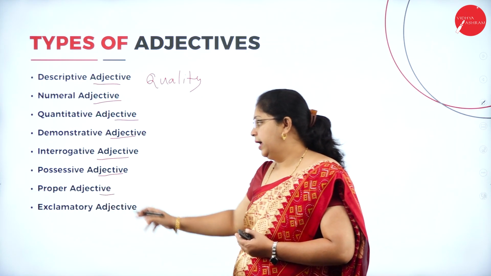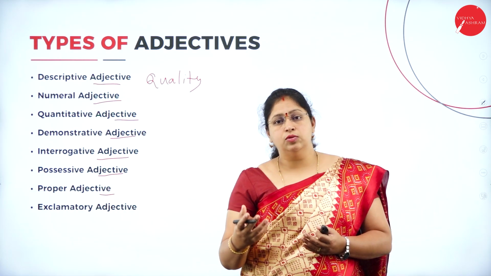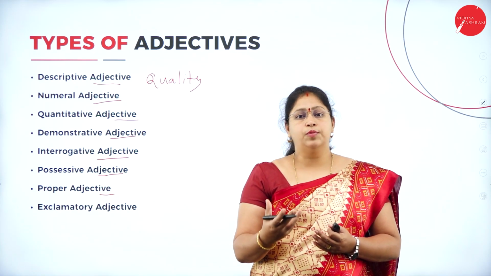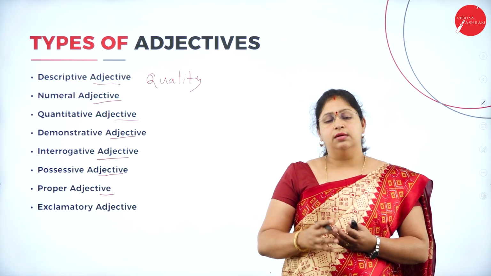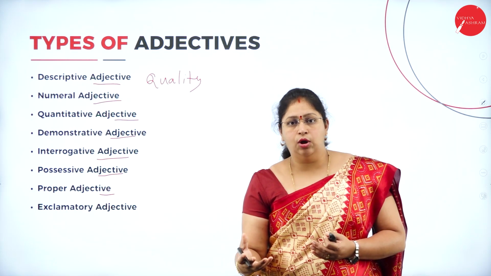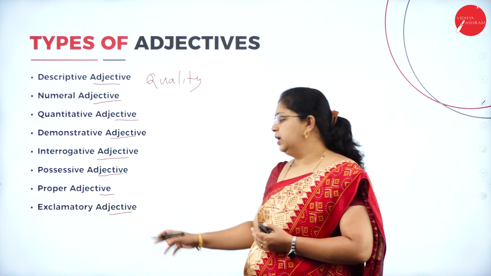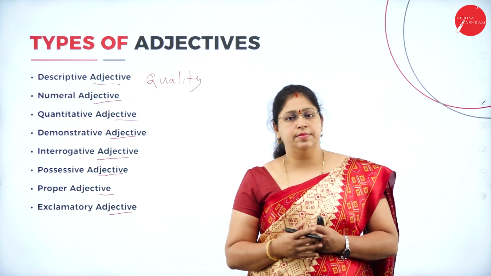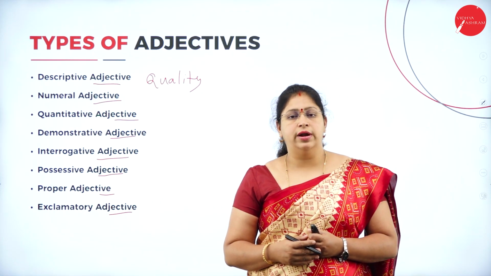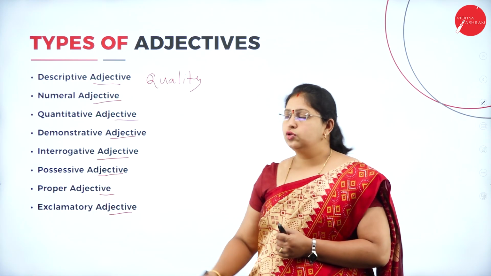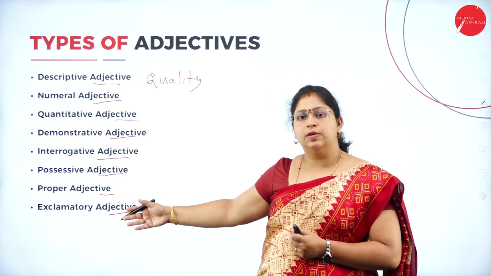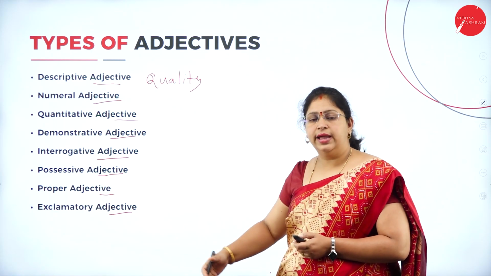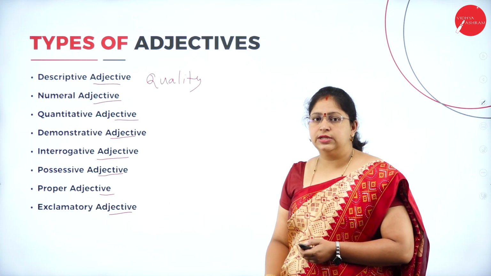Then proper adjective. Proper adjective means the people who speak Chinese language. Here Chinese is the proper adjective. So, it tells to which noun it belongs. Then is exclamatory adjective. Some of the terms, ah, oh, are called the exclamatory words, right? So, they are called the exclamatory adjectives. So these are the types of adjectives which I am going to discuss today in this video. Now we'll go one by one and we'll see what these adjectives are.